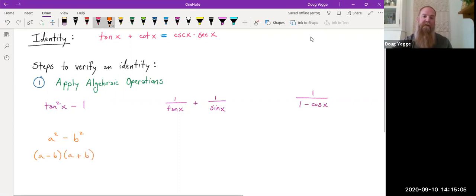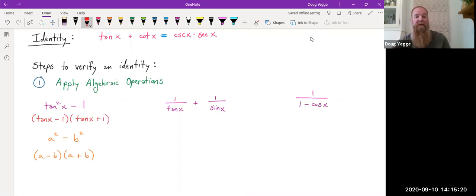So sometimes it could be beneficial for us to factor a trigonometric expression into tangent x minus 1 times tangent x plus 1. And often the reason why it's beneficial to do this is because sometimes we're able to cancel out one of those common factors and make our life a little easier. So let's say we take a look at 1 over tangent x plus 1 over sine x. Well, that looks real similar to 1 over a plus 1 over b.